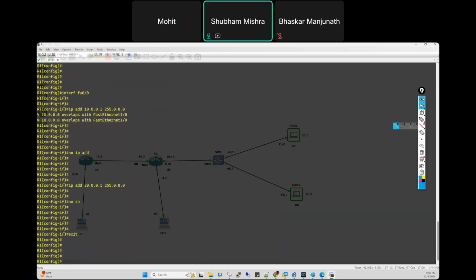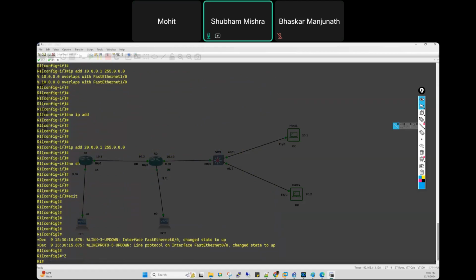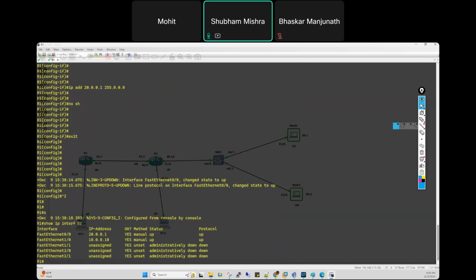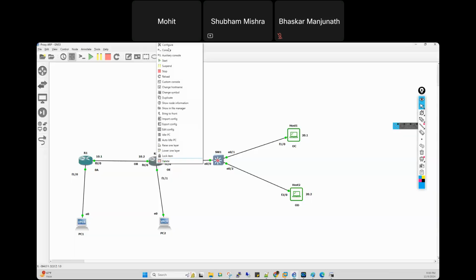Please understand. Now on R1 we configured it. Show IP interface brief. So on R1, on interface 0/0 I configured 20.0.0.1, and on interface 1/0 I configured 10.0.0.10, guys. Clear? Now come to R2.